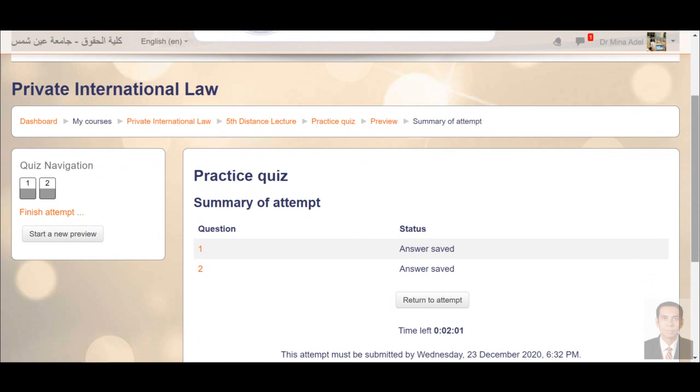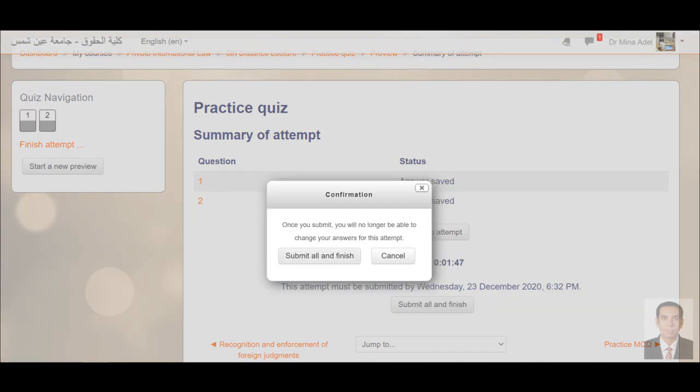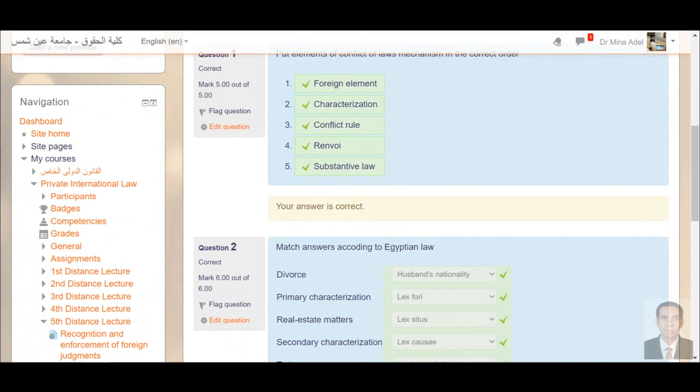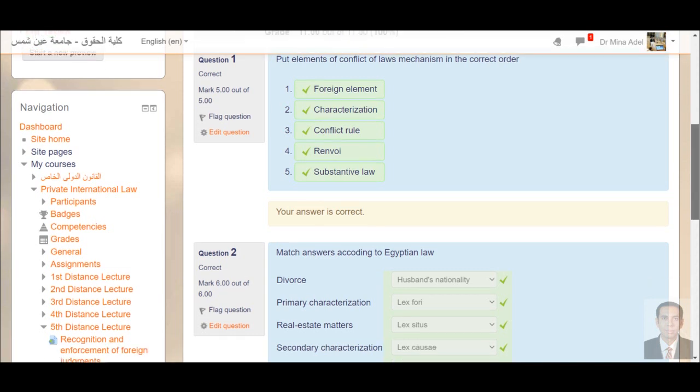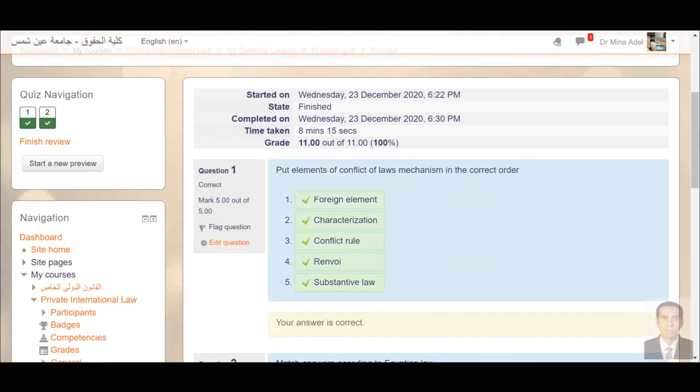So here I click submit and finish. So here I have only 2 minutes remaining, so I am still respecting the schedule. So now I will submit and finish, and I will have the results just after I finish the quiz. So now it's loading. We will check out now the results. So here, as you see, it's all correct. You have the correct answer, so it's all in green, and here is correct, it's all in green, so you have full mark, which is 100%, 11 out of 11. So this is the first quiz.